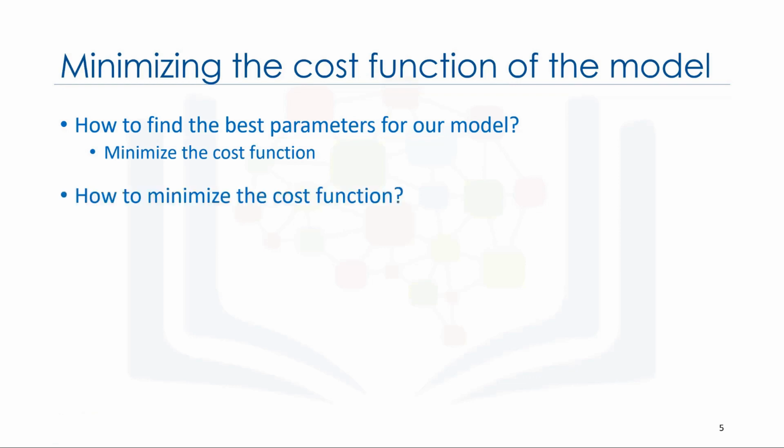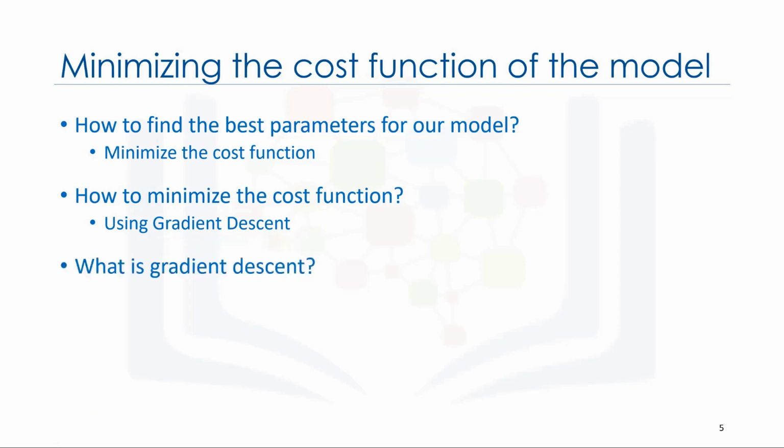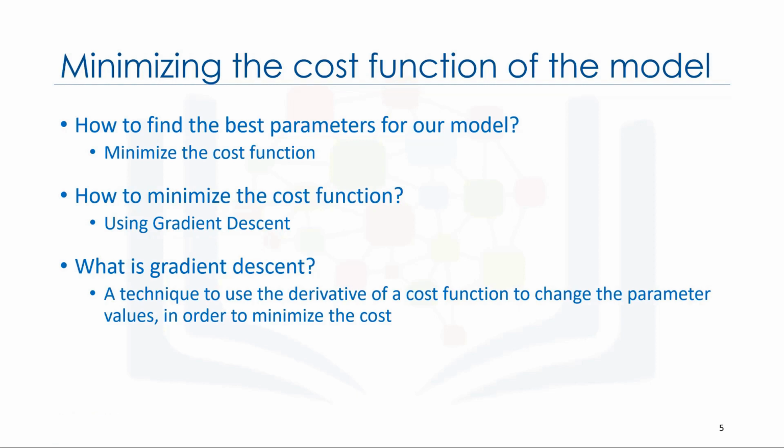The next question is, how do we minimize the cost function? The answer is using an optimization approach. There are different optimization approaches, but we use one of the most famous and effective approaches here, gradient descent. The next question is, what is gradient descent? Generally, gradient descent is an iterative approach to finding the minimum of a function. Specifically in our case, gradient descent is a technique to use the derivative of a cost function to change the parameter values, to minimize the cost or error. Let's see how it works.